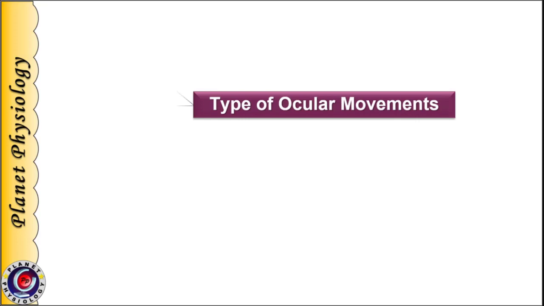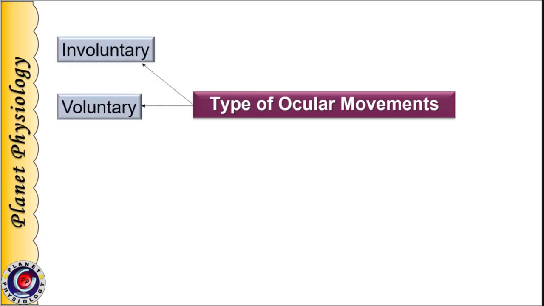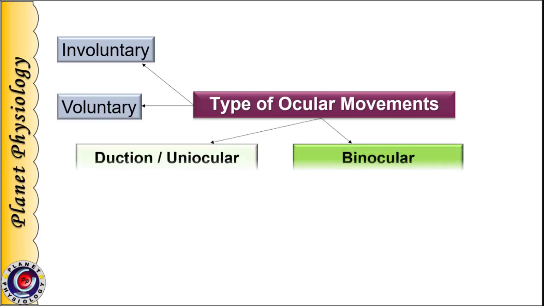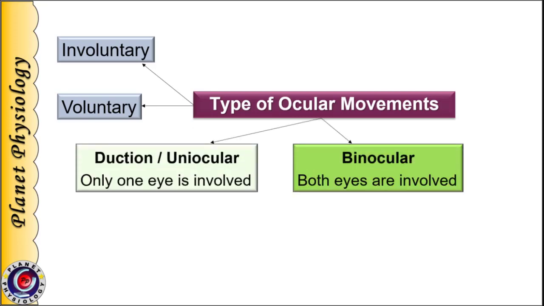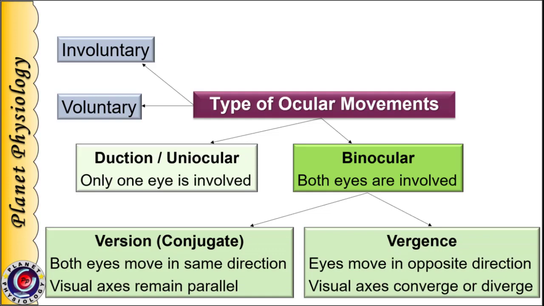Ocular movements can be voluntary or involuntary. They can also be classified as duction movements, which involve movement of only one eye, and binocular movements where both eyes move simultaneously. If eyeballs move in same direction, where both the visual axes remain parallel to each other, the movement is called as version. And if they move in opposite direction, the movement is called as vergence. If visual axes converge, the movement is convergence, and if they divert, the movement is divergence.